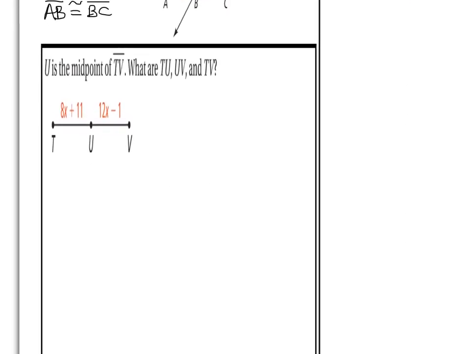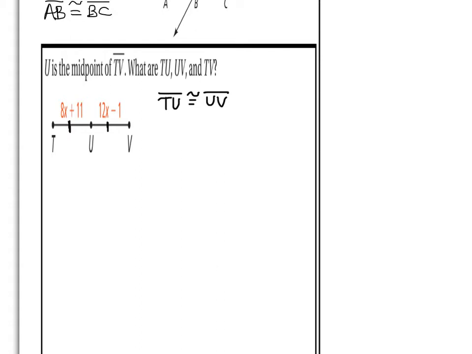It says U is the midpoint of TV. What are TU, UV, and TV? So if U is the midpoint of TV, I know two things. I know that this and this are congruent to each other, or TU is congruent to UV. Segment TU and segment UV are congruent to each other. So how much is segment TU?